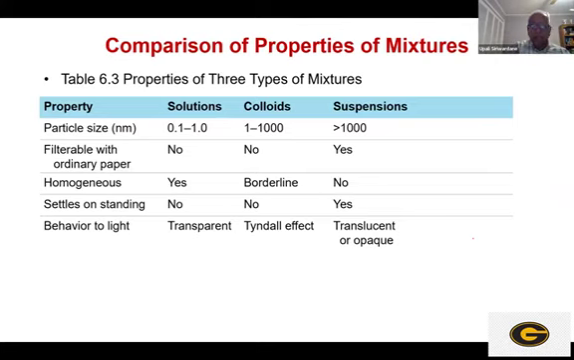I am going to summarize what we talked about, three types of mixtures. Solutions have diameters between 0.1 and 1.0 nanometers. Diameters are in nanometers. Colloids are between 1 nanometer and 1,000 nanometers. Suspensions are greater than 1,000 nanometers. The particle size becomes larger as you go from solution to suspension.